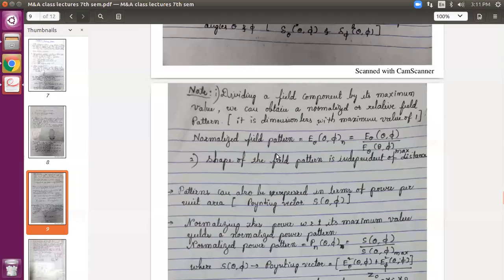Then the normalized pattern you have seen. For any given value, if you divide it by its maximum value, you get the normalized value. It is applicable to any of the values. Okay, even in mathematics we have done this normalization.